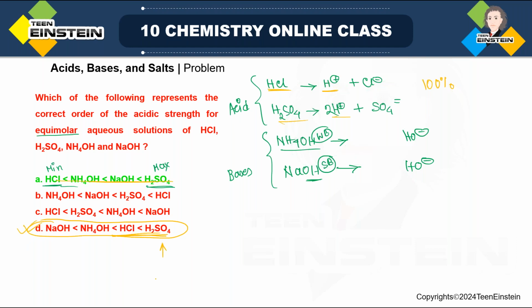This is the maximum strong acid because you have taken equimolar, so you will get 2 H plus, and a high number of H plus means it is more acidic, and after that HCl. Now these two, though both are bases, this is not so strong a base, so when you are arranging according to acidic strength, you can keep it before NaOH. Okay.